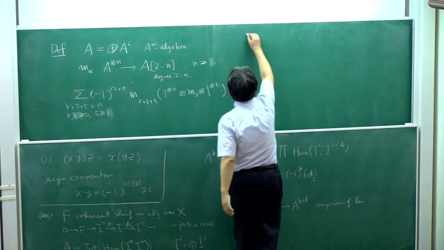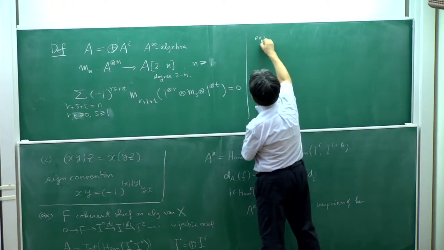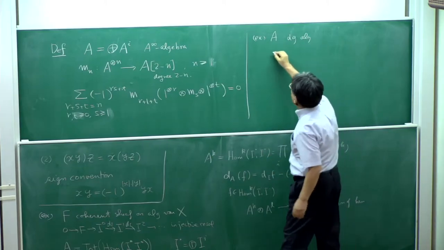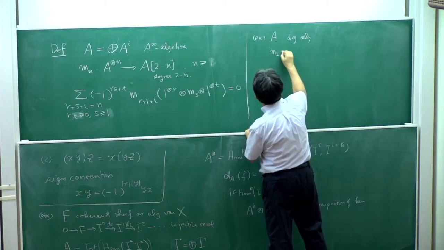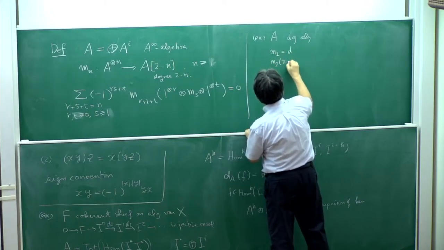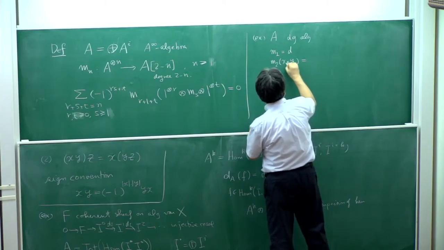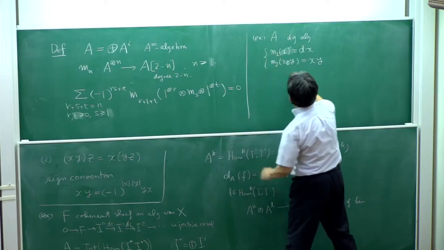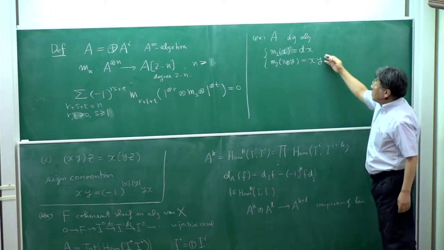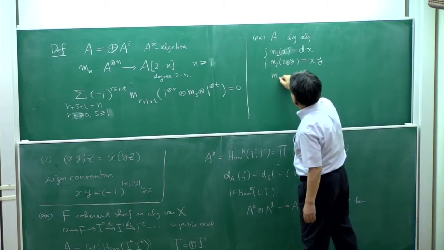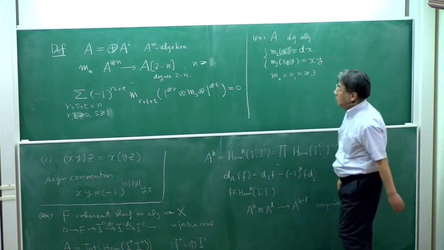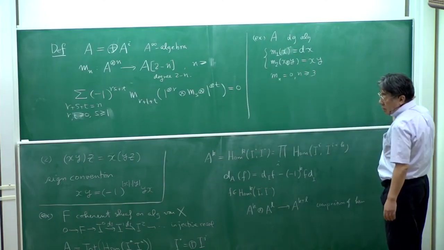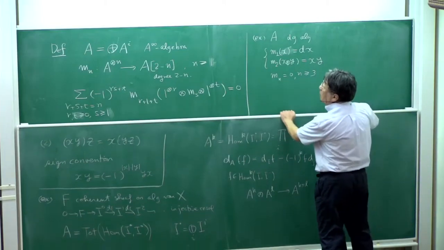So, for example, if A is a DG algebra, then A has m_1 equals d, and m_2(x, y), which is x tensor y, is just xy. So m_1 x is dx, the differential, and m_2 is the multiplication. And m_n is 0 for n at least 3. Then this equation is satisfied. So a DG algebra is a special case of an A infinity algebra.